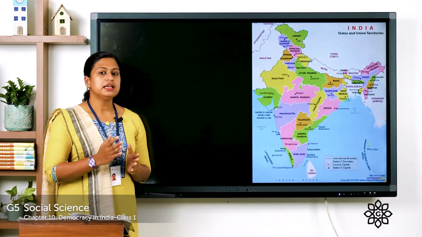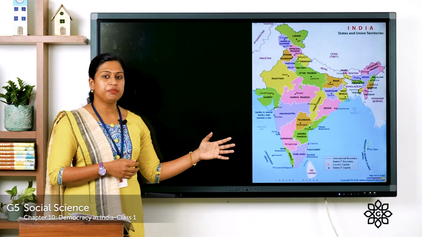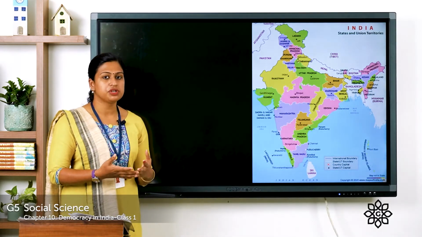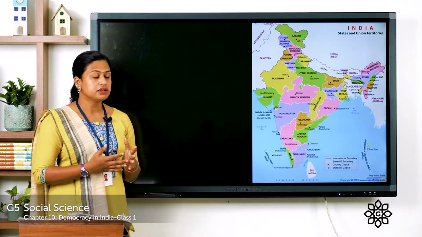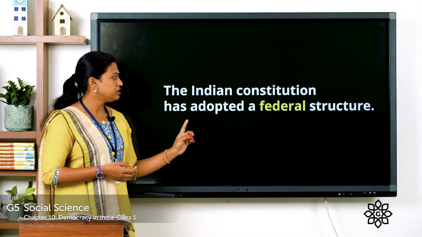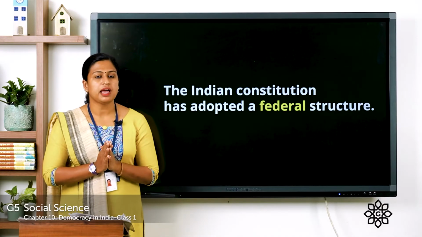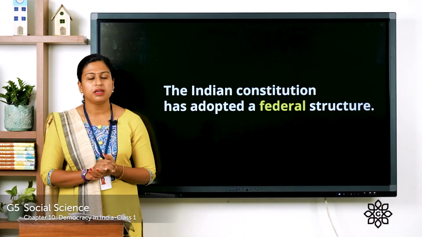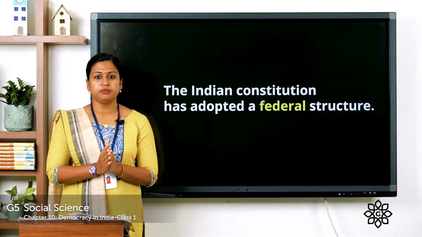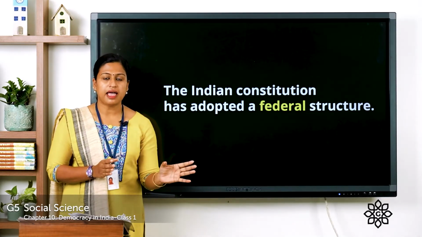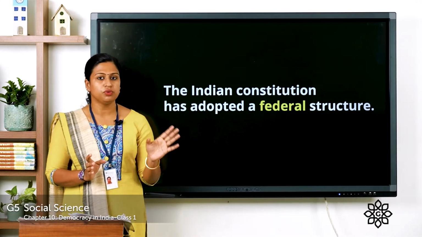We know that India is a land of diversities. There are different states and different people. They speak different languages, they follow different religions and there are many more differences. So the Indian Constitution has adopted a federal structure. Now, what do you understand by this federal structure? It is a system of government where the power is distributed between the central and the state governments. The central government is also known as the union government.